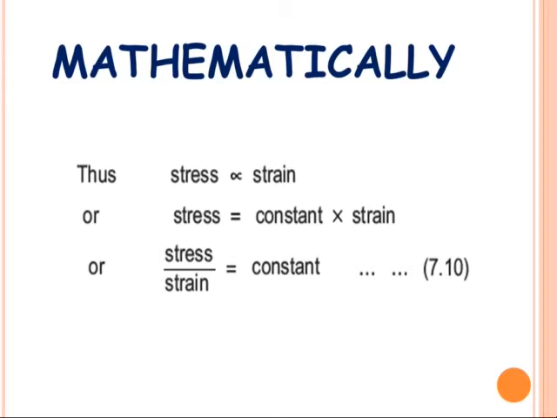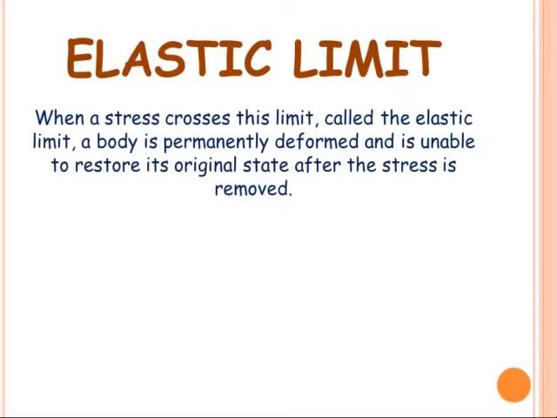When a stress crosses this limit, meaning the elastic limit, a body is permanently deformed and is unable to restore its original state after the stress is removed. So when a stress crosses the elastic limit, the body is permanently deformed and it is totally changed. We cannot restore its original state.